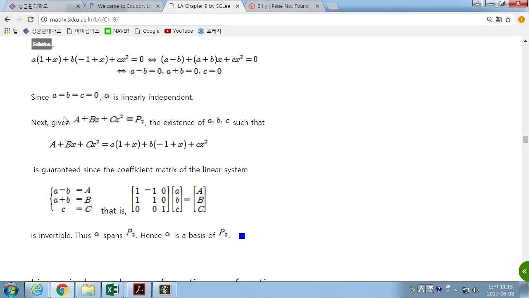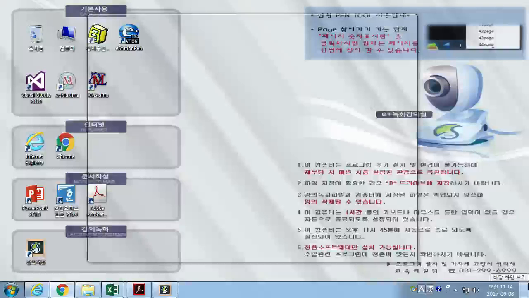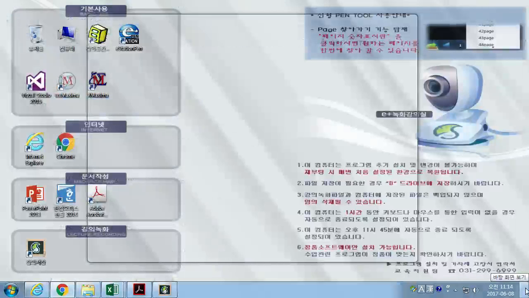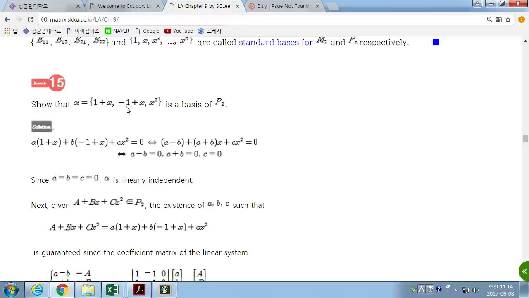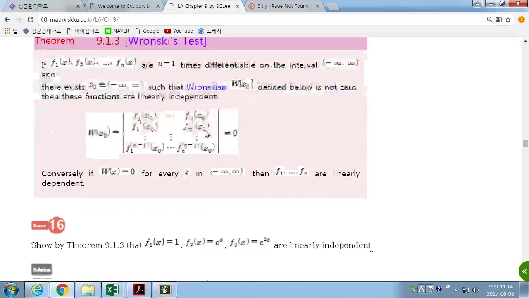So for any polynomial in P2, we can always find the linear combination of these 3 vectors. Done. So it spans. So it is linearly independent and spans, so it should be a basis. So these are also another basis of P2. 1, x and x squared is a basis, and this is also a basis for P2.